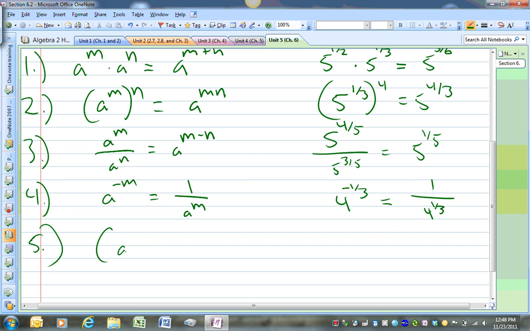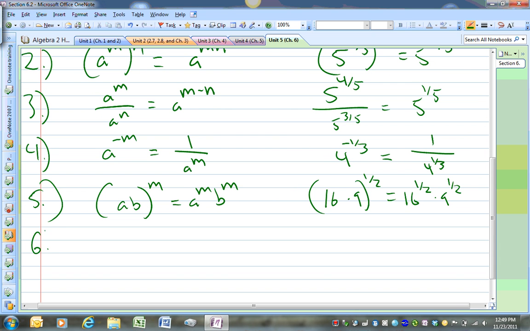If I have something like this with parentheses, you simply distribute the exponent to both a and b. So if I had, say for example, 16 times 9 to the 1/2 power, it is 16 to the 1/2 times 9 to the 1/2.